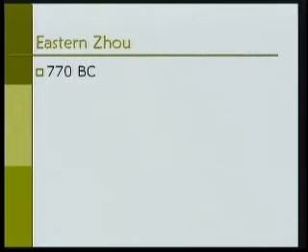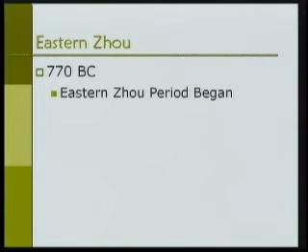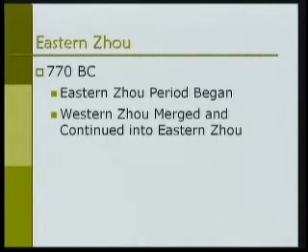It came into being about 770 BC. The Eastern Zhou period started during that period, 770 BC, with the moving of the capital. Western Zhou, in fact, merged and continued the Eastern Zhou culture. So keep in mind, this Western Zhou is not a new family or new dynasty.